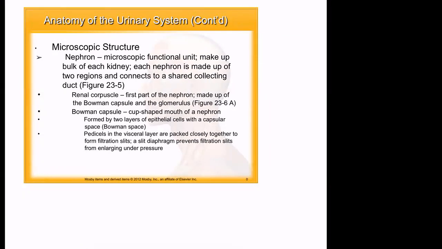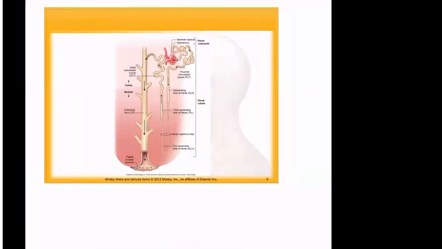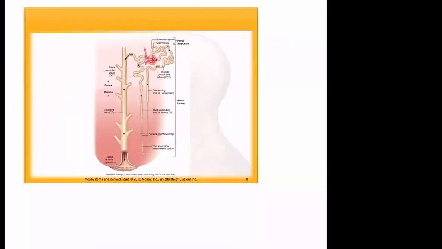We talked about the nephron. The nephron is the parenchyma. It is the functional unit of the kidney. This is where the filtration and reabsorption takes place, starting with filtration within that Bowman's capsule. We saw here.